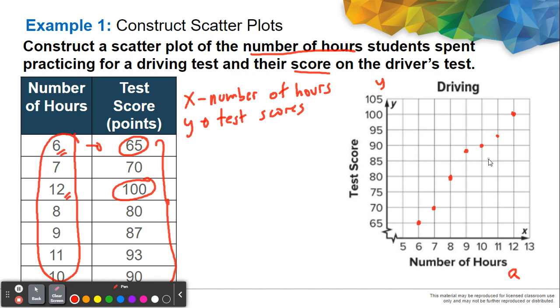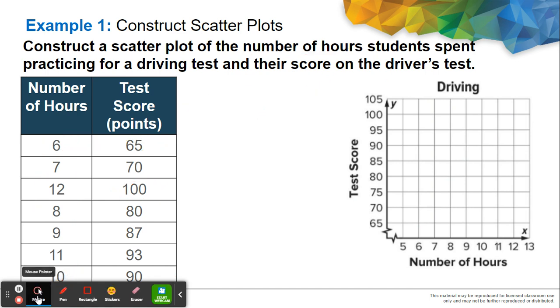And you can also infer, if we don't have the table and we only have the data, it is very obvious that as the number of hours increases, the test scores increase as well. So it means that if you spend more time practicing for the driving test, the probability of getting a higher score is also higher because you will master the skill as you practice. You will be more confident in taking the test.